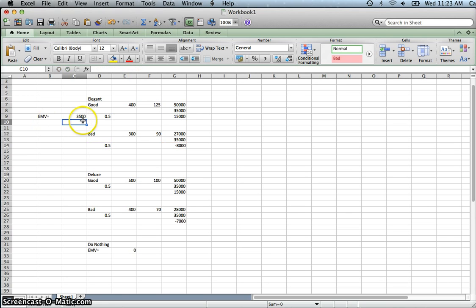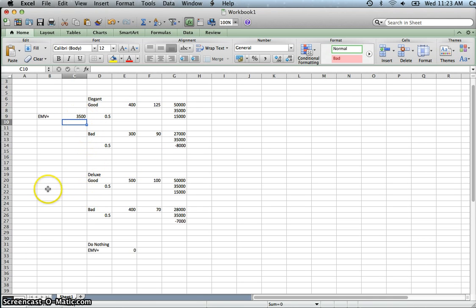And that gives us an expected monetary value for the elegant of $3,500, because the real truth lies somewhere in the middle. There's a 50% probability the market will be good, and there's a 50% that it'll be bad. And so we multiply by those outcomes and then add those together. And so we can expect the elegant to overall be $3,500.